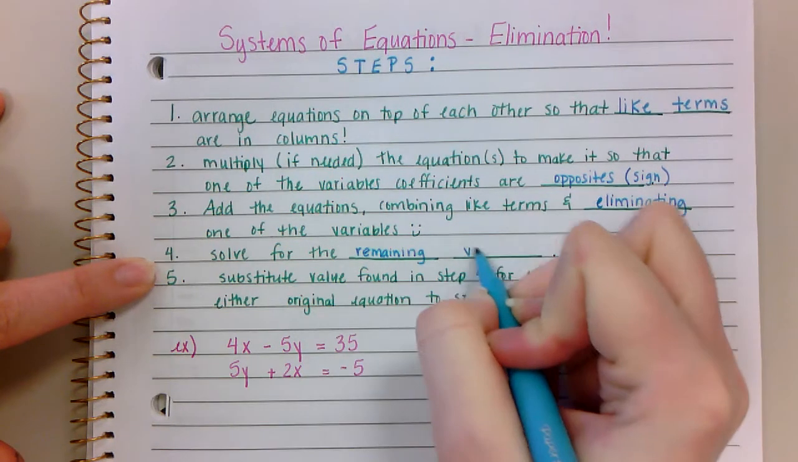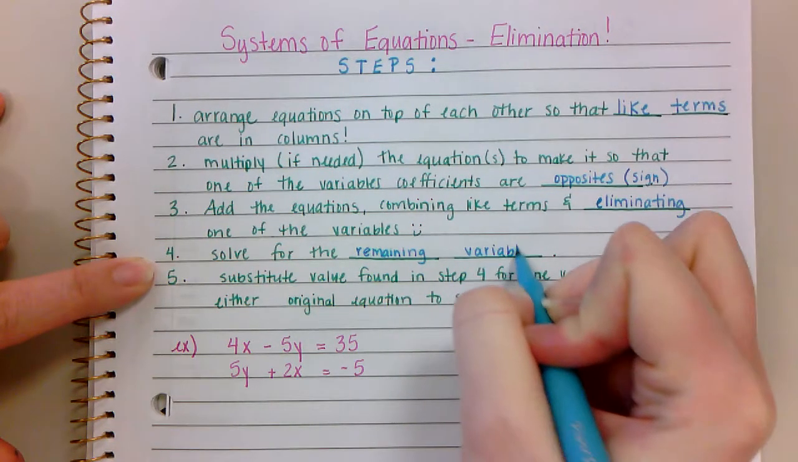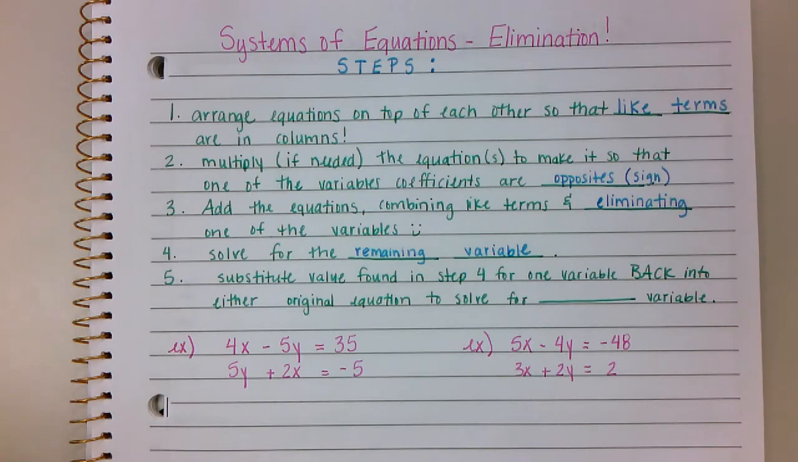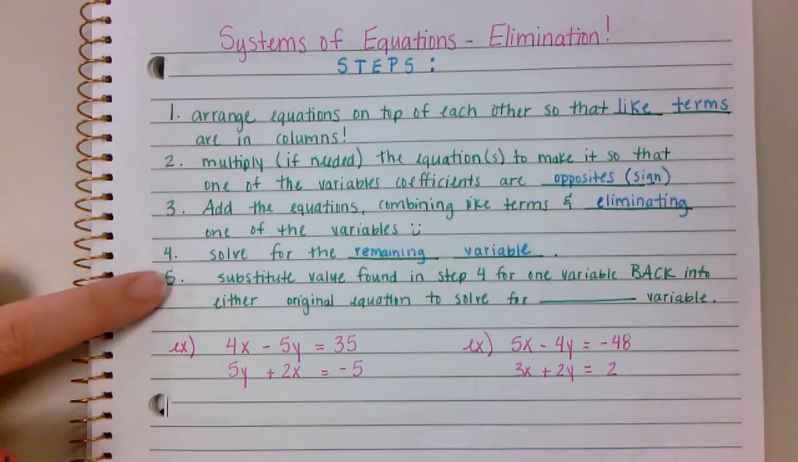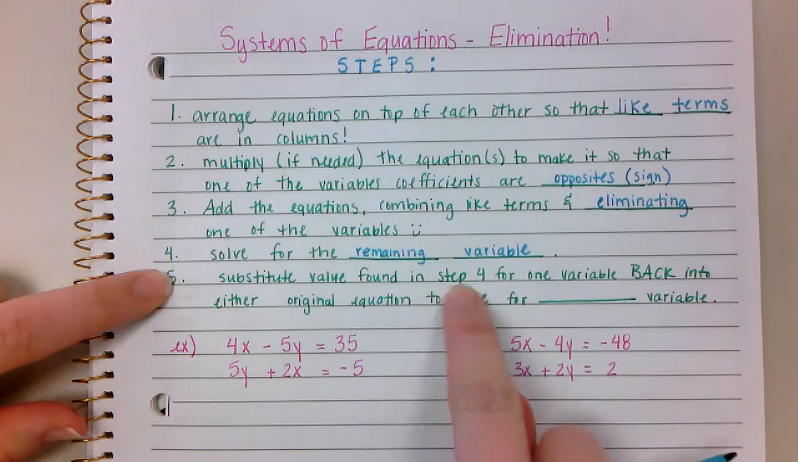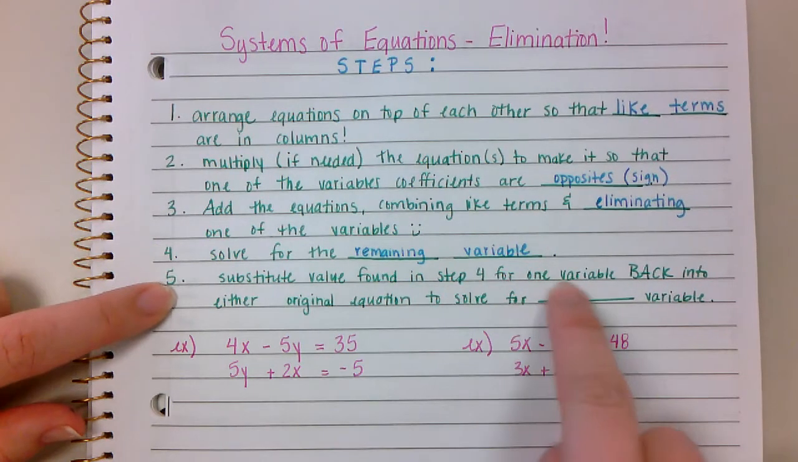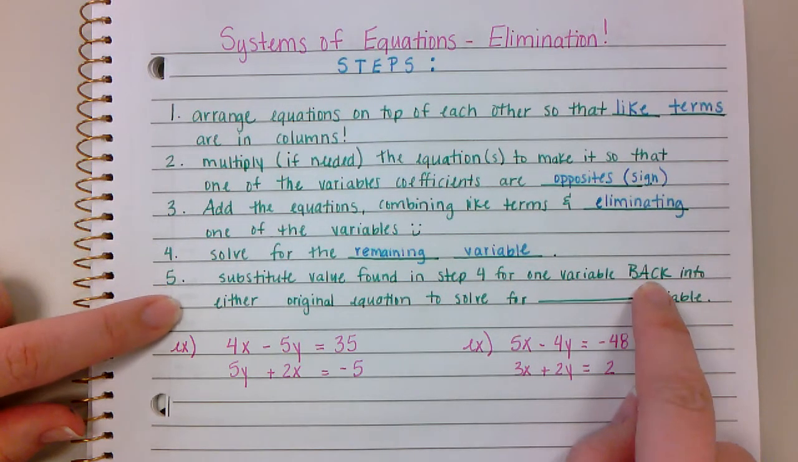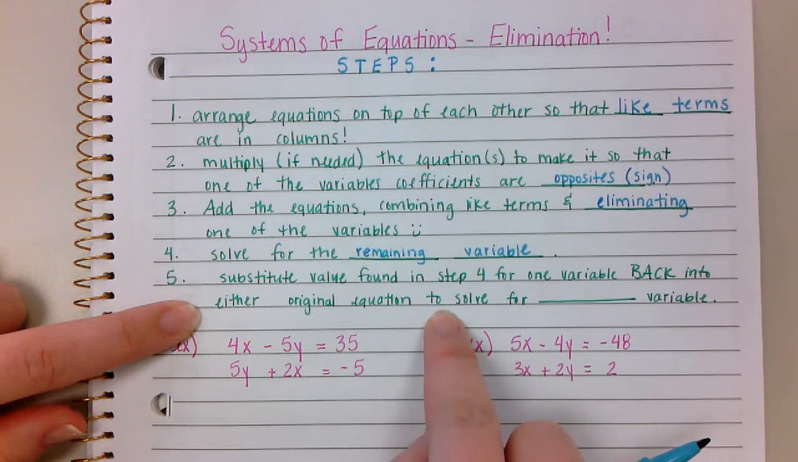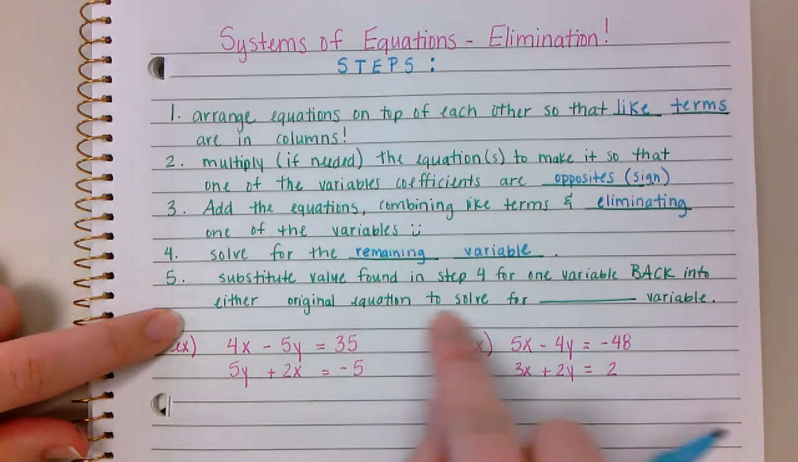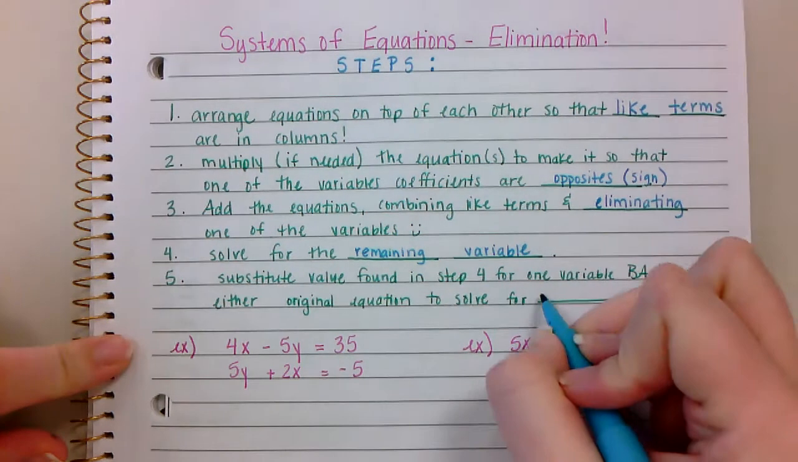Solve for the remaining variable. At that point, it's just one single missing number. It's like solving for x or solving for y. It's the only letter left. Solve for it. Get it by itself. And then the last step is, once you've found the value in step 4 for one variable, plug it back into either the original equation or either one of the original equations to solve for the remaining variable.